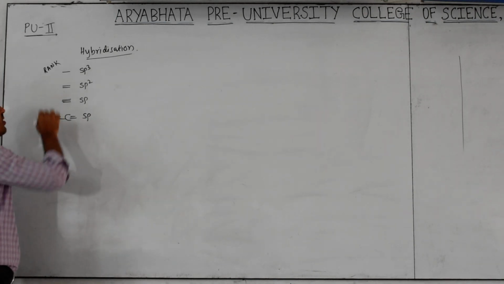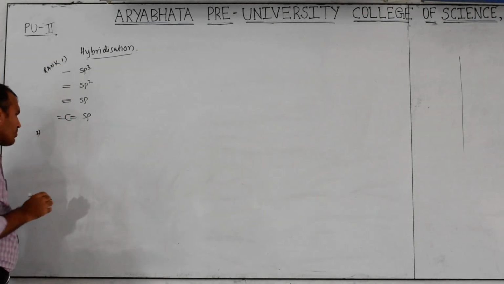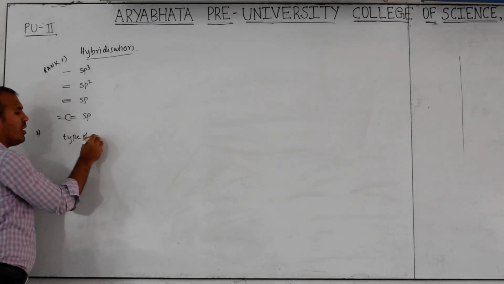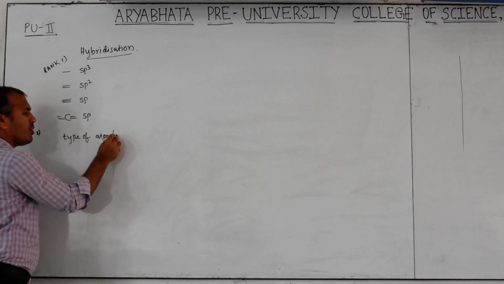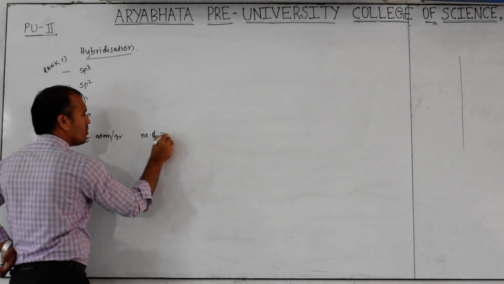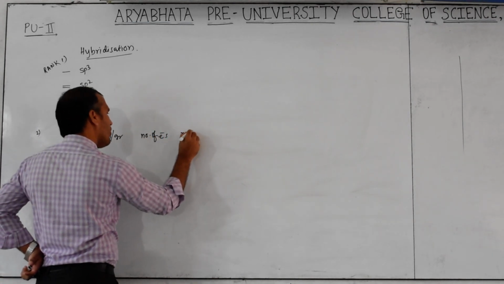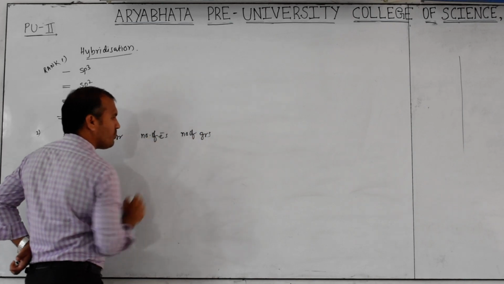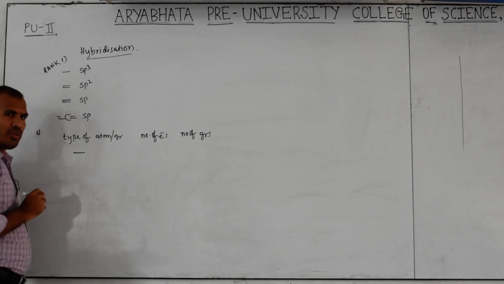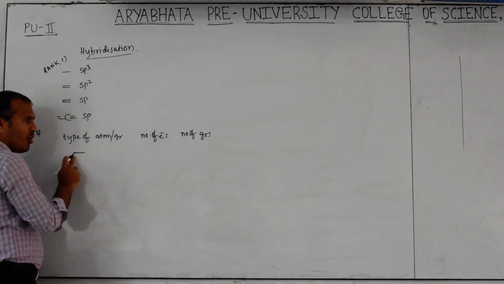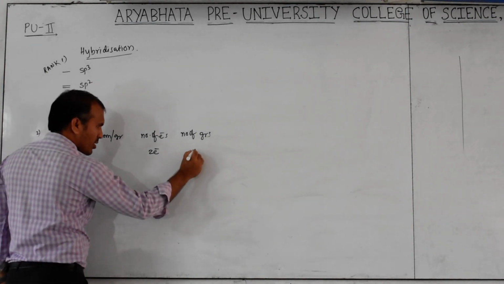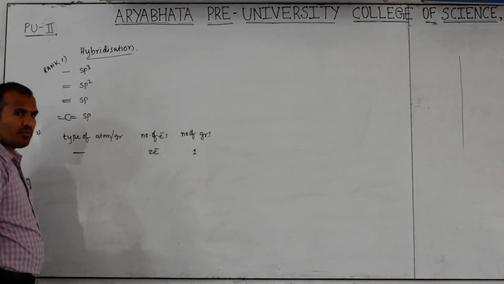This is also one shortcut. Another shortcut has three columns: type of atom or group, number of electrons, and number of groups. A single bond is one type, a covalent bond. One bond has 2 electrons. This is considered as one group.